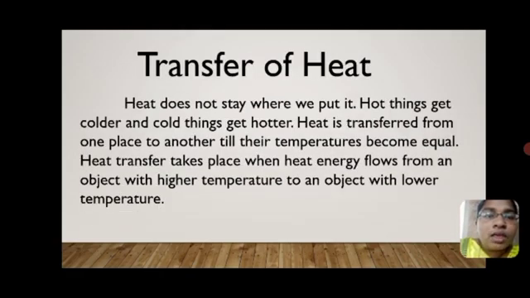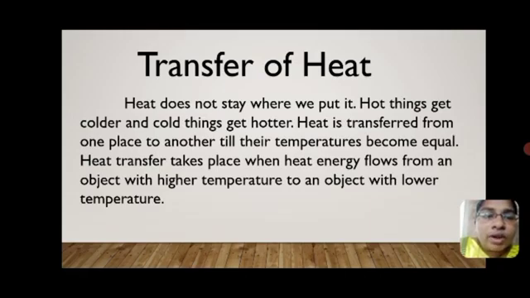Transfer of heat: heat does not stay where we put it. Hot things get cooler and cold things get hotter. Heat is transferred from one place to another till their temperature becomes equal.